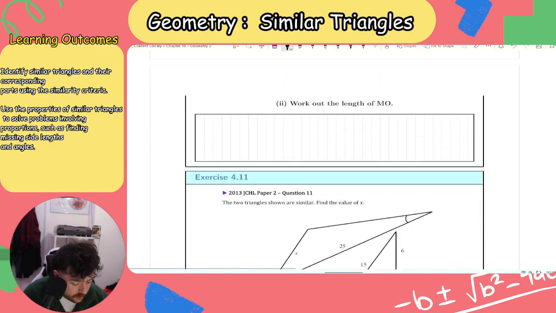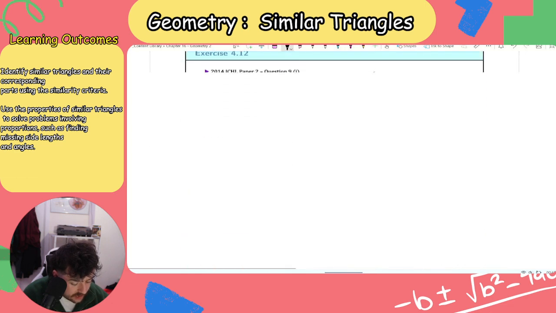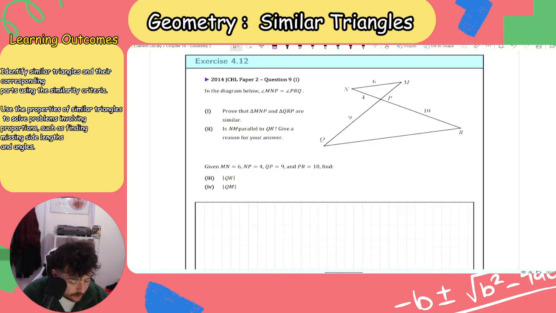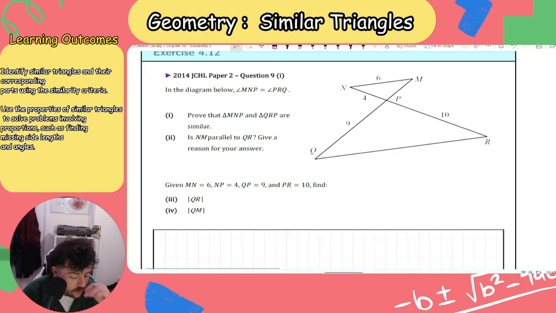Let's have a look at this example here. This is from the 2014 paper. In the triangle below, it gives us angle MNP is equal to angle PQR. Okay, so let's draw that in. So this angle is equal to this angle here. Prove that triangles MNP and QRP are similar.